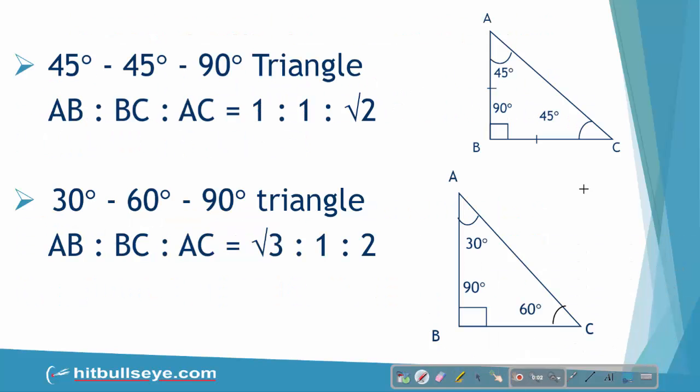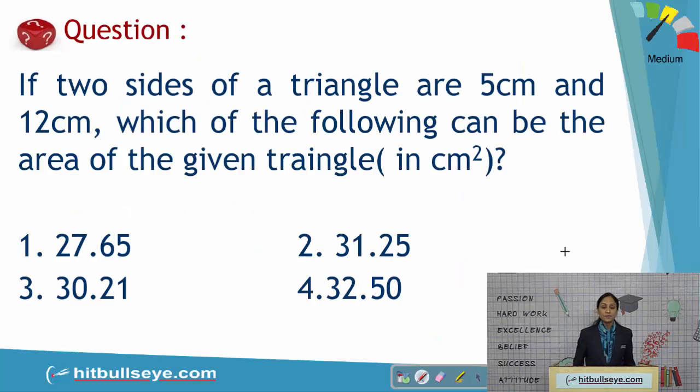Now in a triangle in which the interior angles are 45, 45 and 90, the ratio of the lengths of its sides AB, BC and AC is 1:1:√2. In a triangle which has 30 degree, 60 degree and 90 degree as its interior angles, the ratio of the sides AB is to BC is to AC is equal to √3:1:2. Now let's take up some questions.